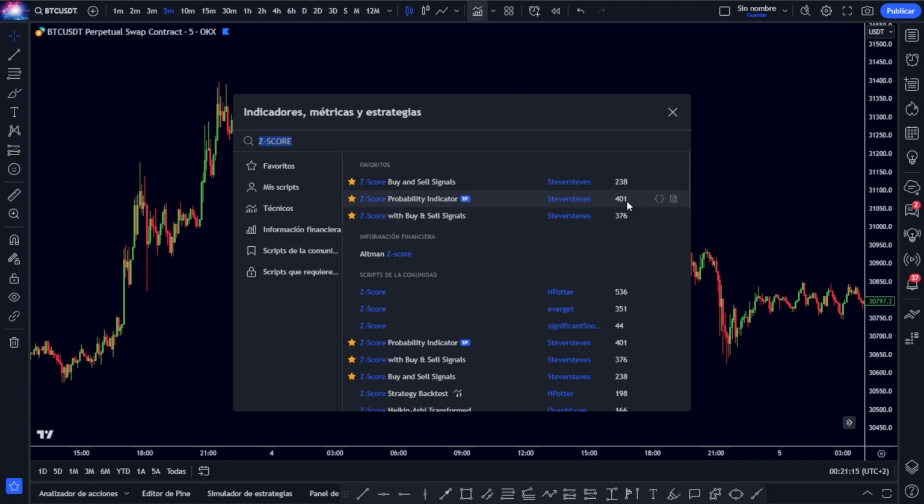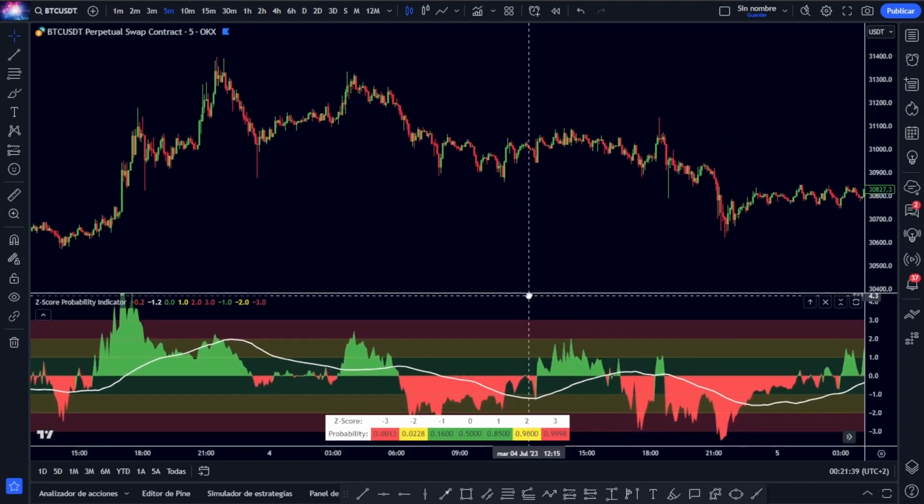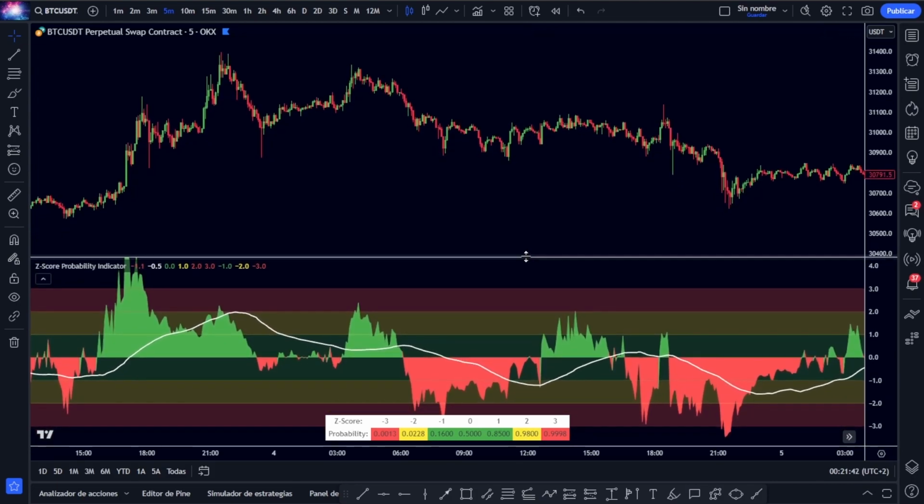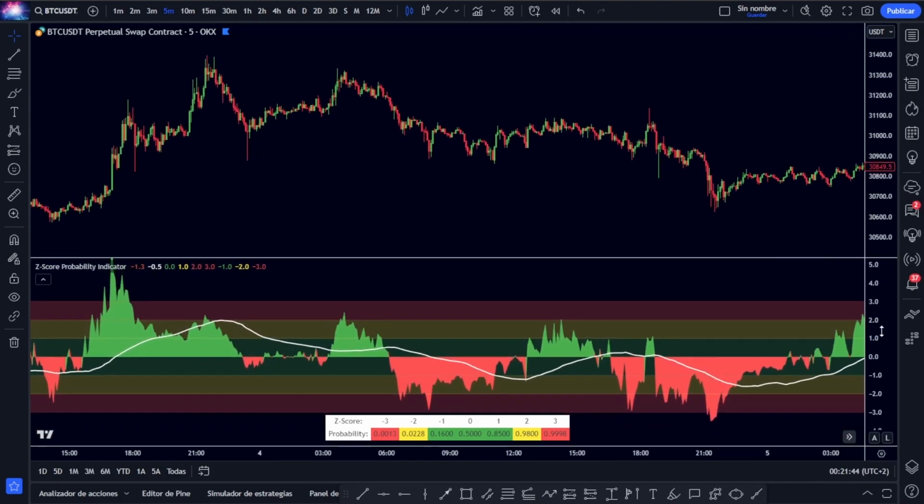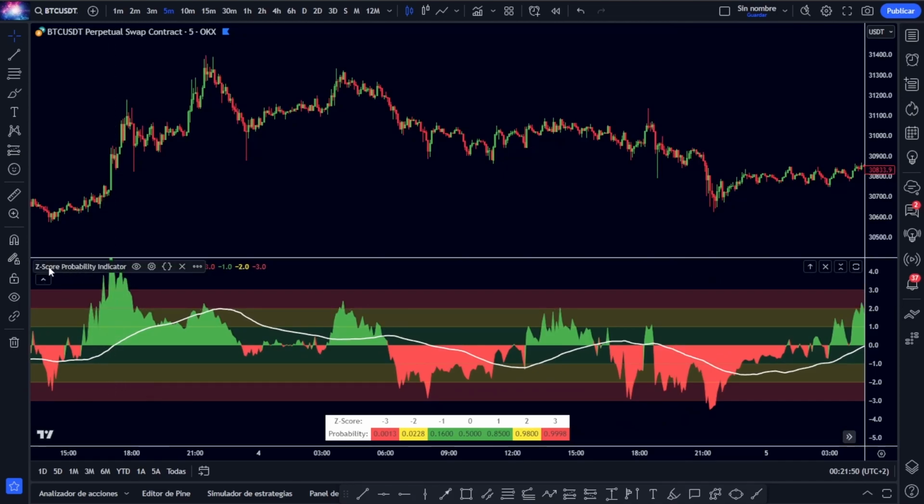As you can see, at the moment only 400 people are using it, but I can tell you that it is going to become very viral. We click and it will appear something like this. I am going to increase the size here a little bit so that you can see everything better, and first of all you will wonder why this Z-score sounds familiar to you.